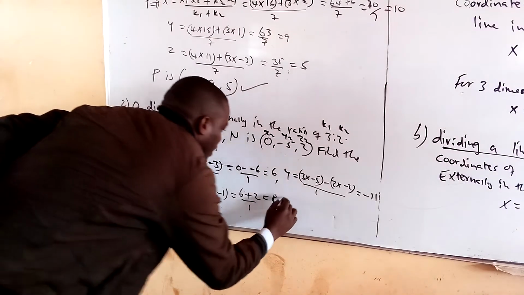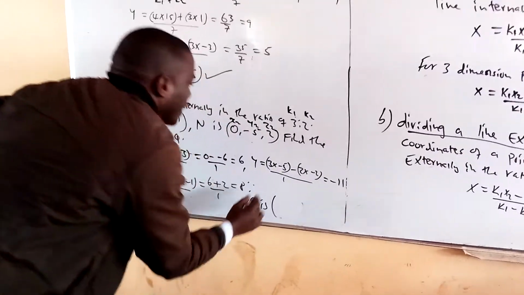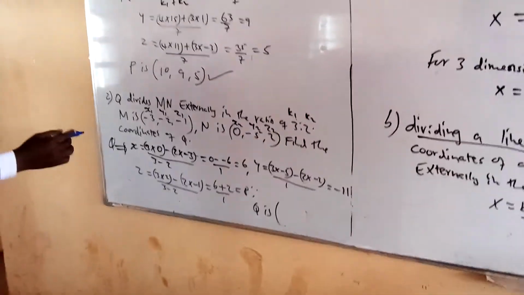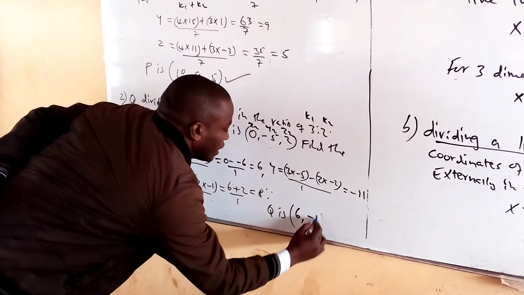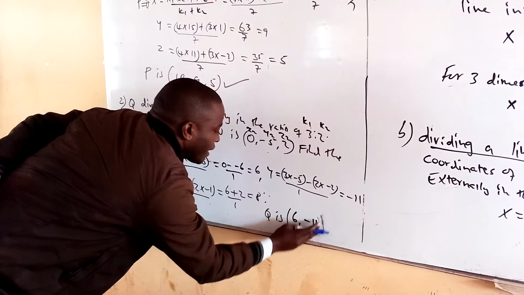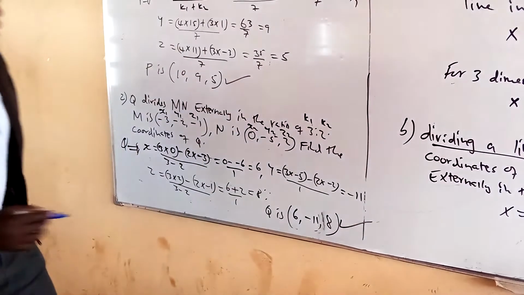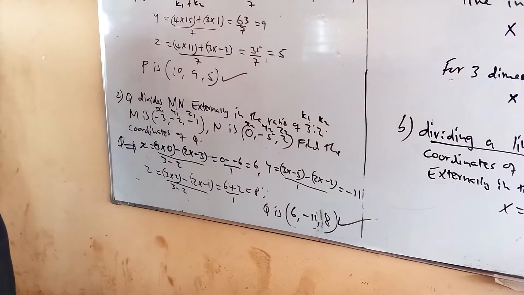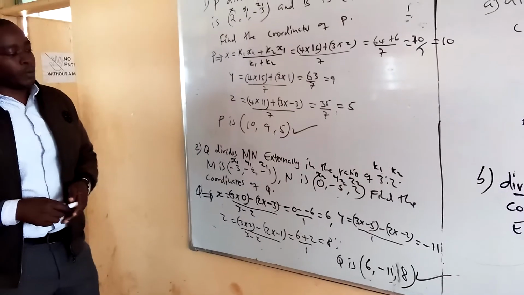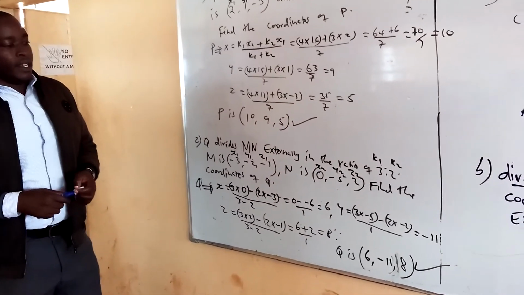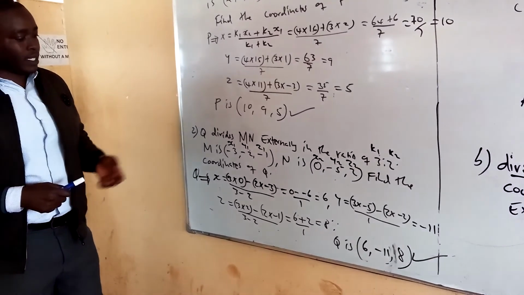And therefore the coordinate of Q is: you start with your x, which we found to be 6, y, which we found to be -11, and then z, which we found to be 8. So this becomes the coordinates of Q, a point that divides MN externally. So that is how basically we are supposed to do it in a very simple way to find coordinates of points that divide other points internally and externally.